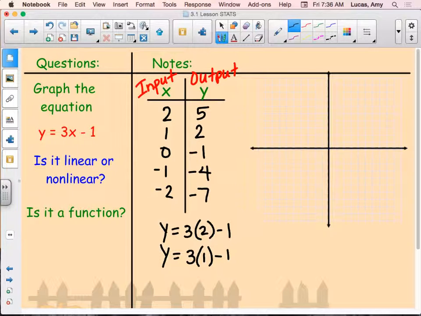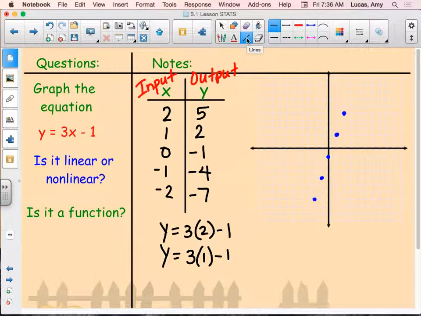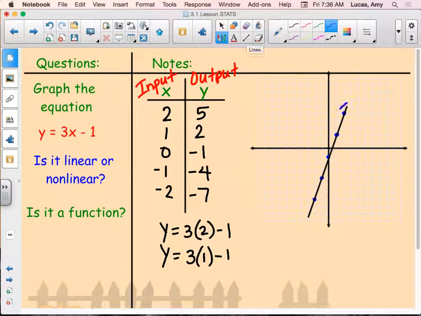Now I just need to graph these ordered pairs. 2, 5, 1, 2, 0, -1, -1, -4, -2, -7. And then if I connect them, I should be able to tell if they are a line. These form a straight line.